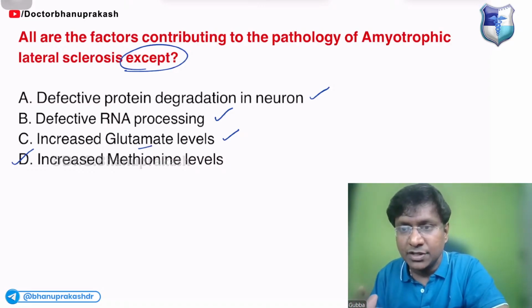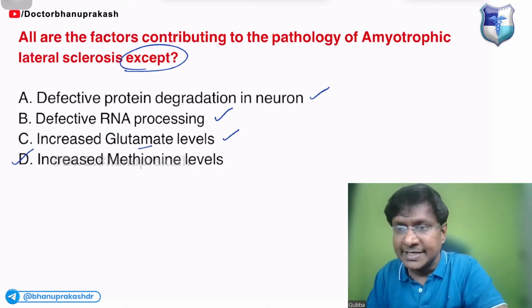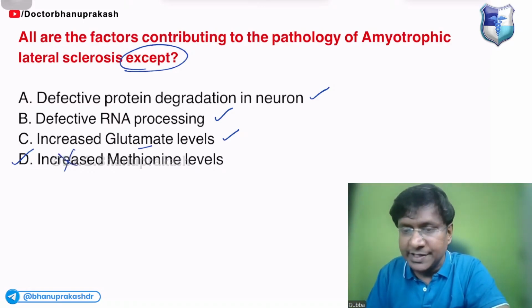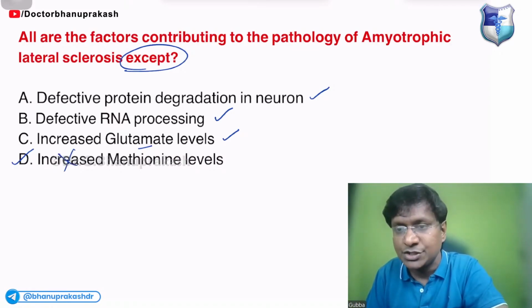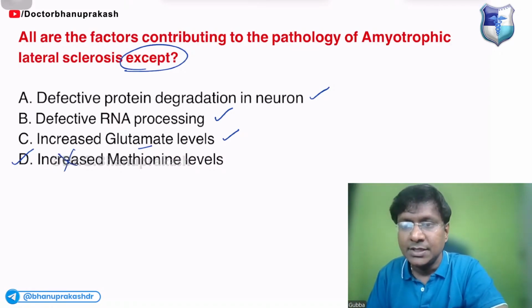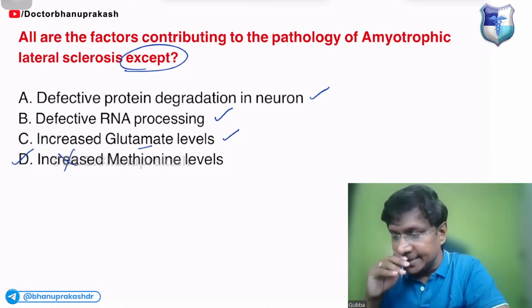And this excessive glutamate accumulates and it overactivates the glutamate receptor, and that will trigger the calcium influx and subsequent neuronal injury. That is what you observe in case of the amyotrophic lateral sclerosis. And there is no increase in the methionine in the pathology of amyotrophic lateral sclerosis. Now, let me discuss in detail.